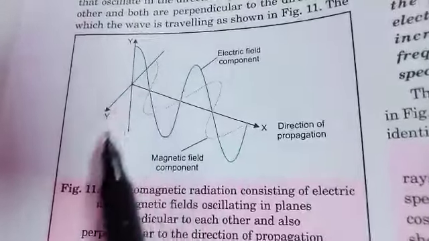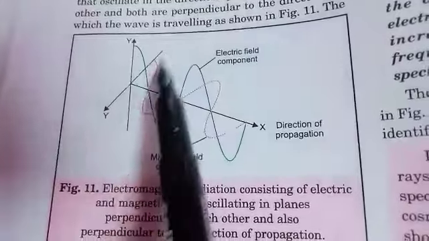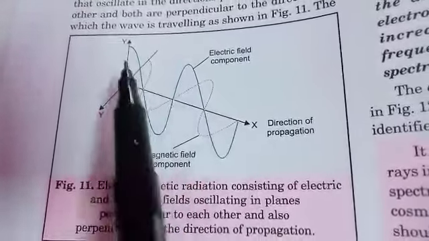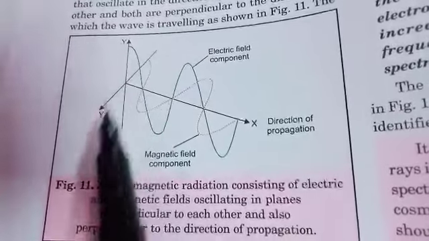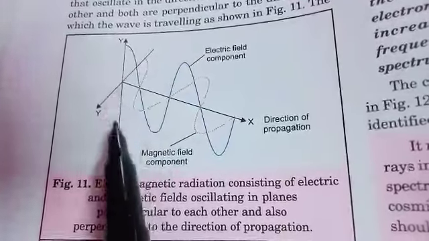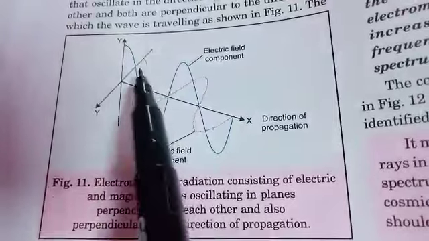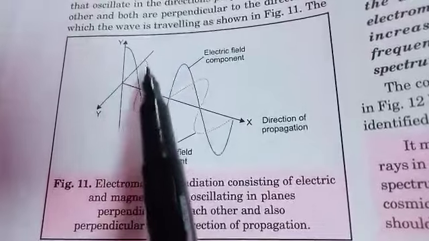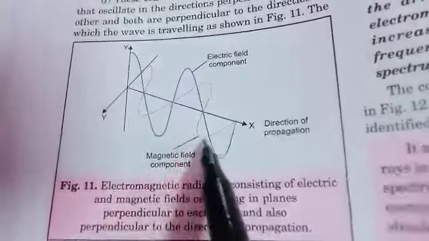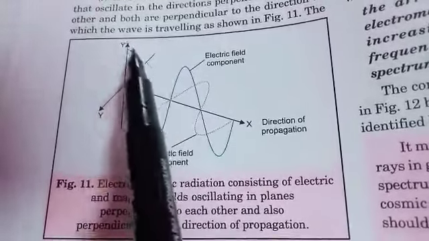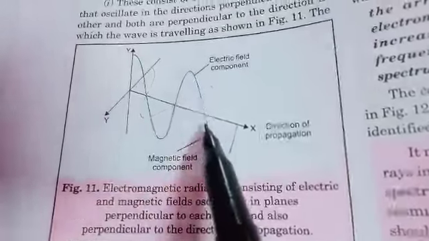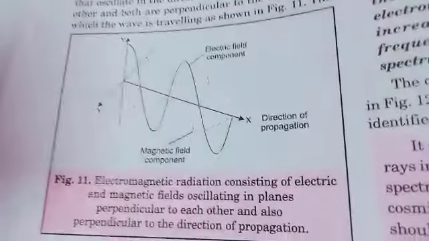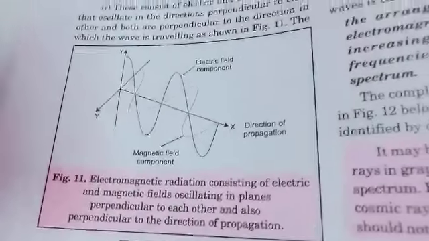So how are they moving? Both are perpendicular to each other, and the direction of propagation is also perpendicular to both. This one is x, this one is y, and they are moving like waves, oscillating perpendicular to each other. They are associated with both magnetic as well as electric fields. That's why this is known as electromagnetic radiation.